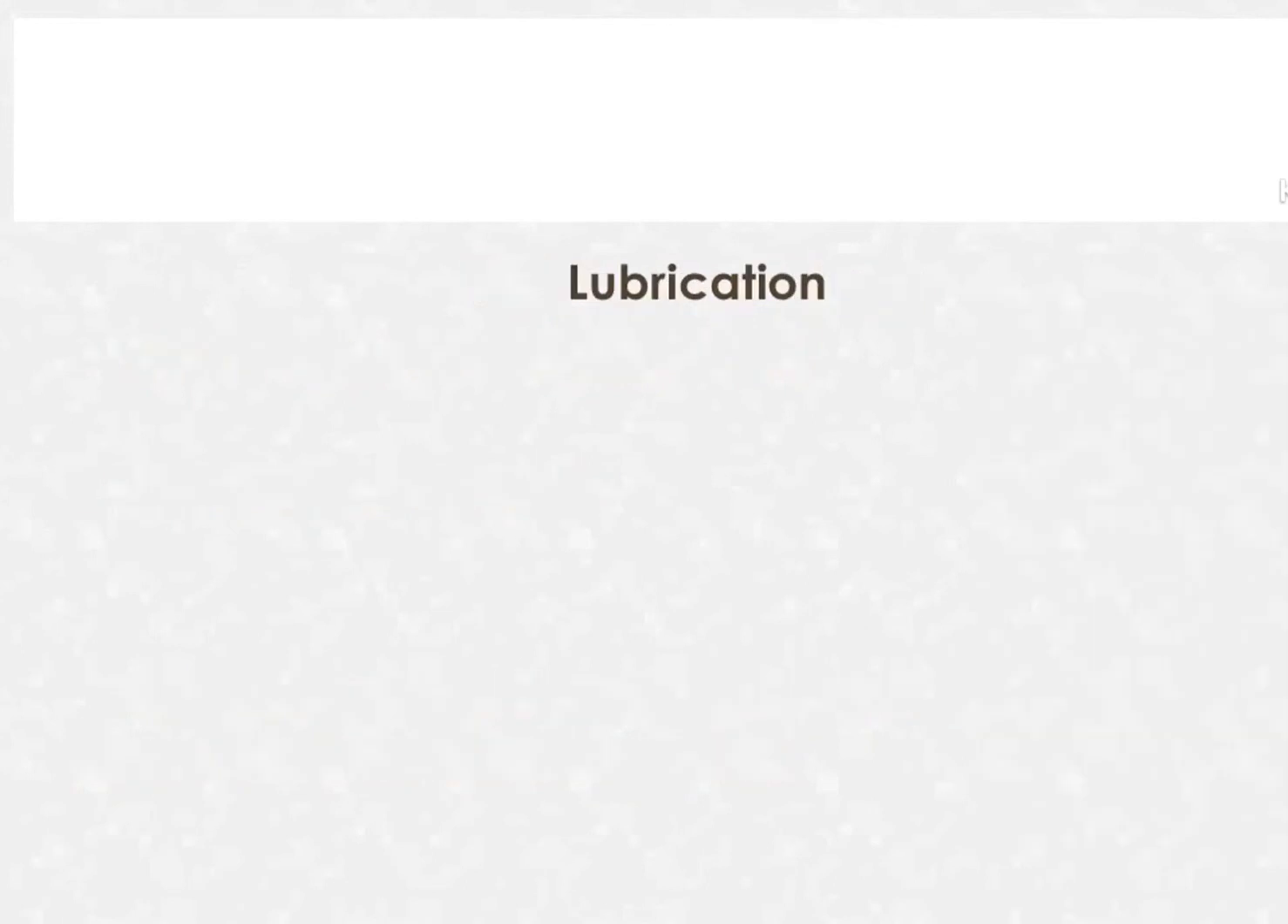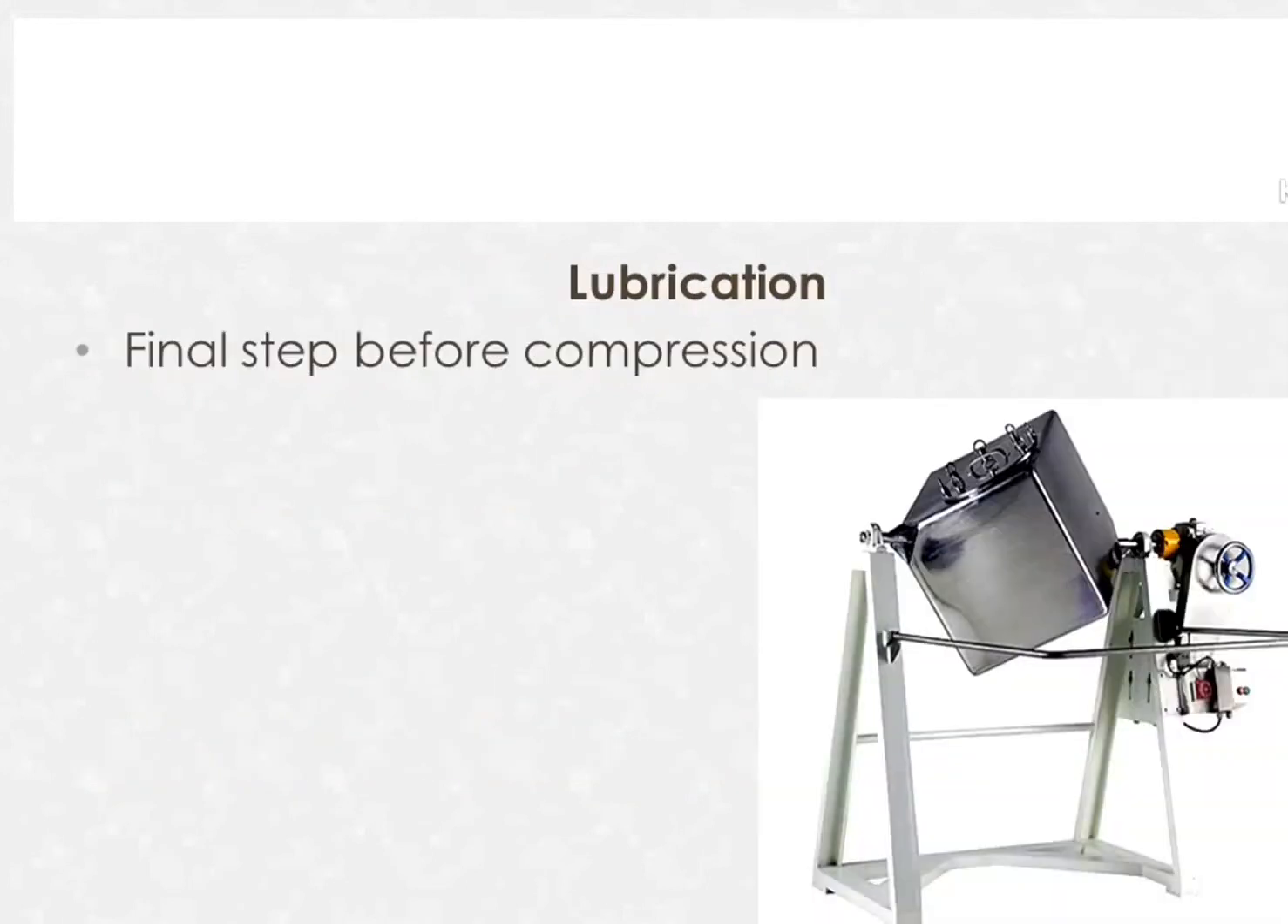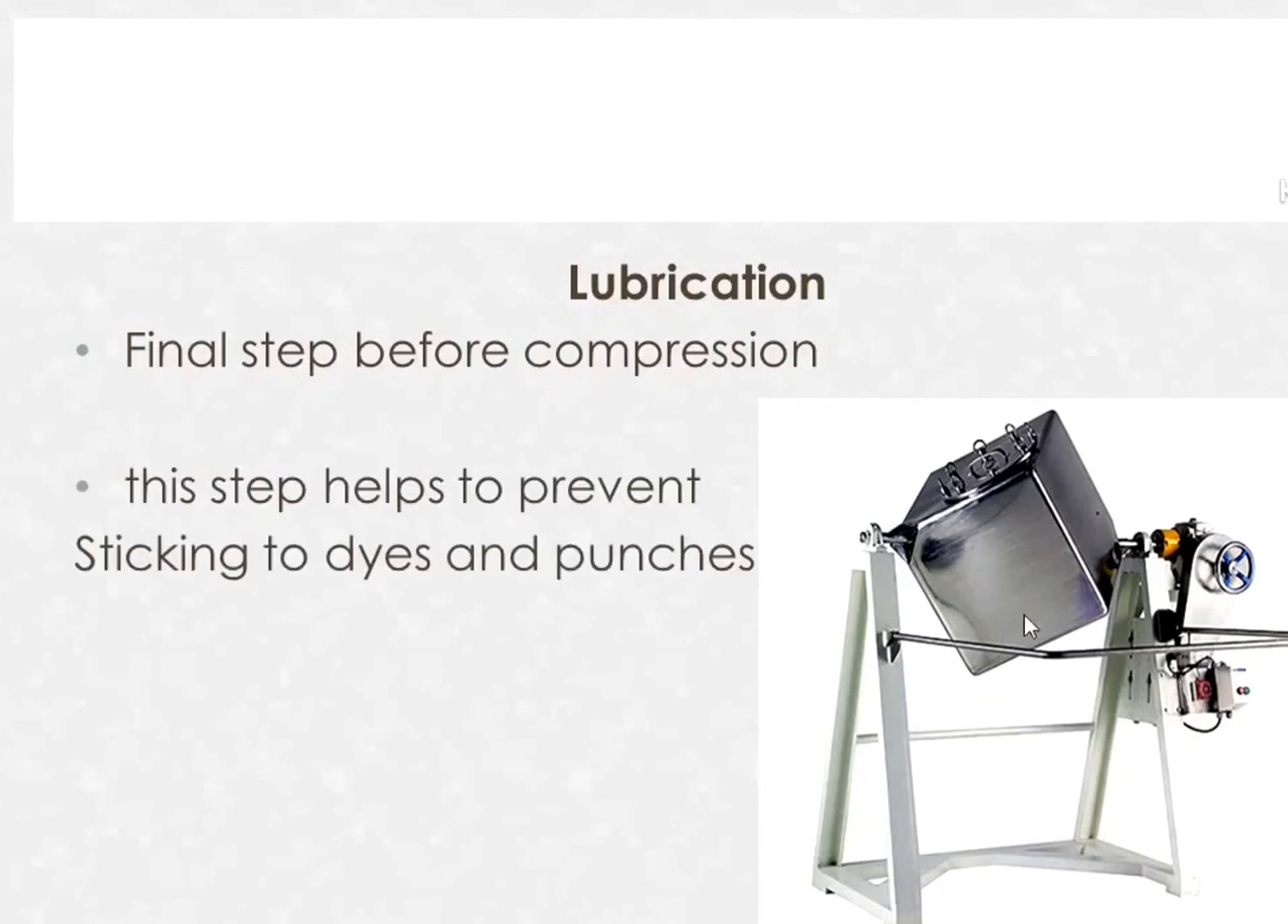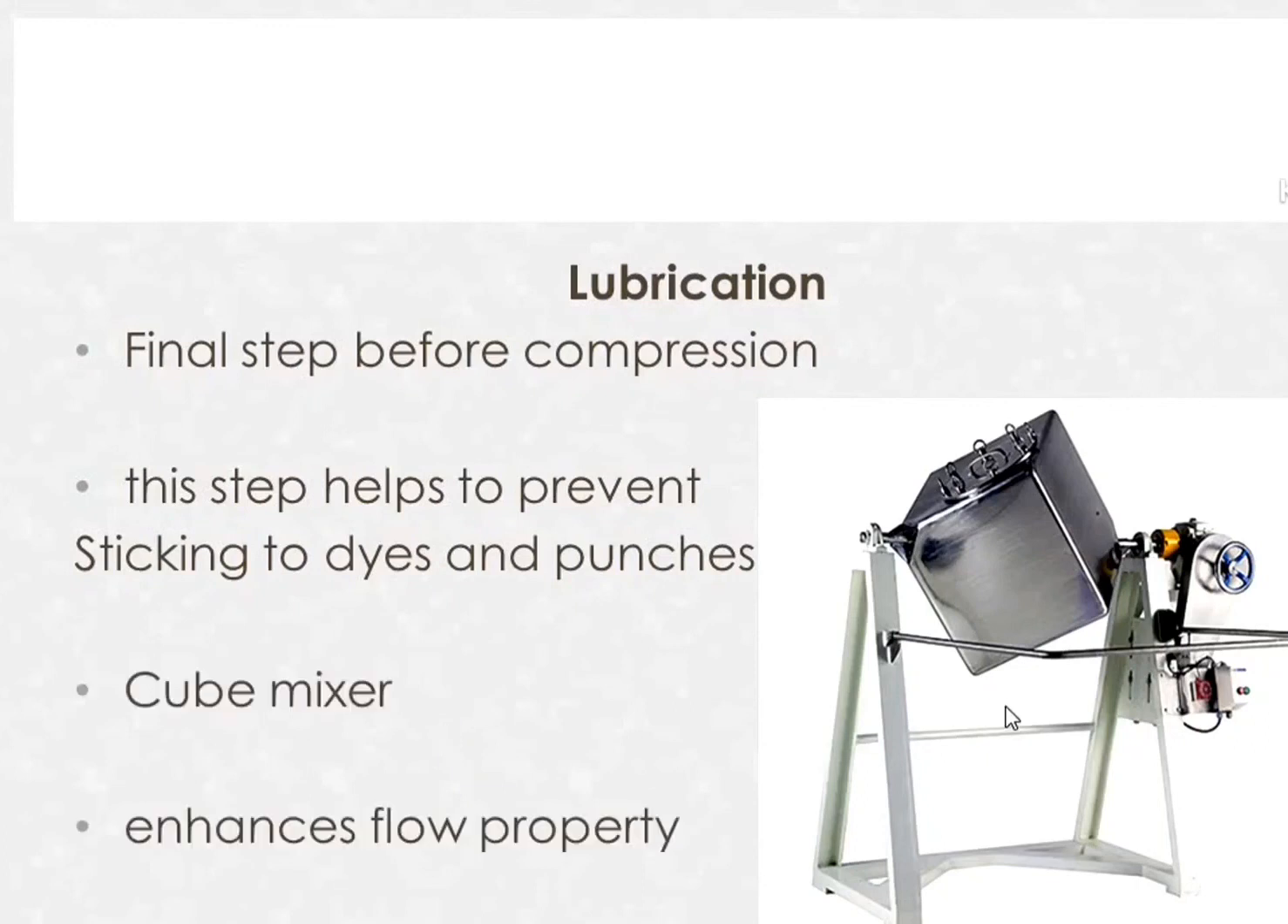The next step is called lubrication. This is actually the final step before compression, and the apparatus used for this step is the cube mixer. Here you can see the cube mixer. This step helps to prevent sticking to dies and punches. Dies and punches are parts of a tablet compression machine, which I will discuss in my upcoming videos. If you do not lubricate your powder, your wet mass, it will result in sticking to dies and punches, and we don't want that. And secondly, it enhances the flow property of the wet mass.